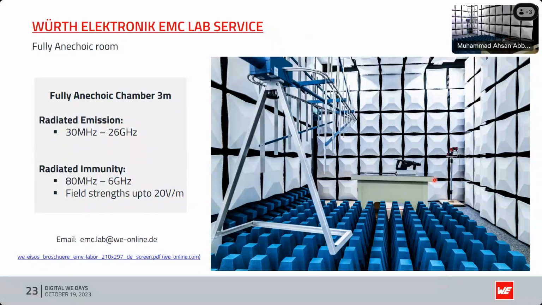We can perform radiated emissions and immunity measurements. The chamber itself is immune up to the frequencies of 43 gigahertz, but by changing the antenna to horn, I can perform radiated emission measurements up to 26 gigahertz and immunity measurements from 80 mega to 6 gigahertz with the field strength of up to 20 volts per meter.